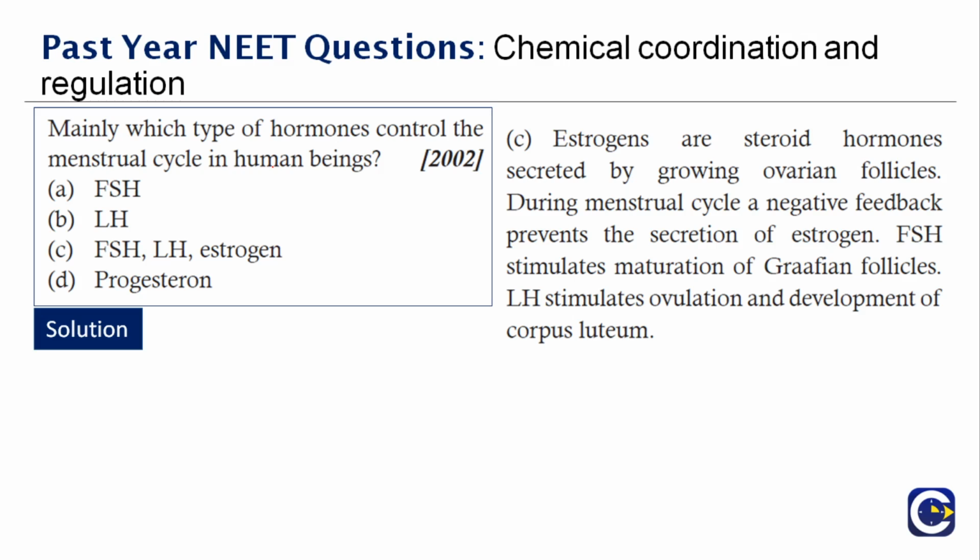During the menstrual cycle, a negative feedback prevents the secretion of estrogen. FSH stimulates the maturation of the Graafian follicles, and LH stimulates ovulation and development of the corpus luteum. As you all know, the menstrual cycle is a 28-day cycle. If the woman is normal, she will have a 28-day cycle. If there is any disorder, such as a thyroid problem, it might lead to hormonal imbalance, and there might be missed or irregular periods. Therefore, the right answer to the question is option C.